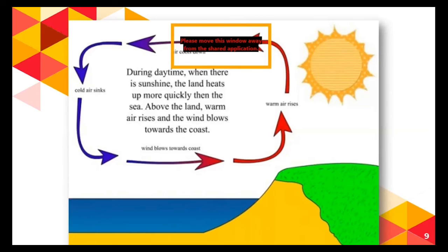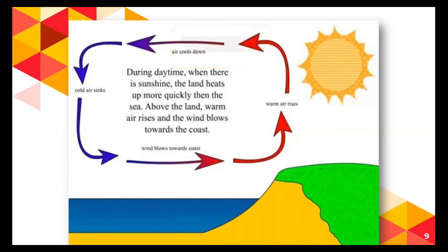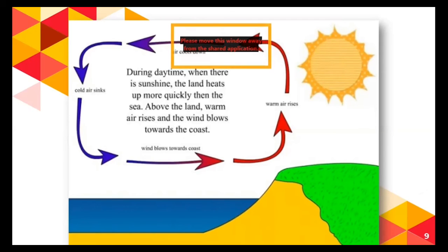Now, during daytime, where the sun shines, the land heats up more quickly than the sea, and then above the land, warm air rises and the wind blows towards the coast. This is the way wind acts and makes this circular motion known as a convection current. This diagram represents how wind or air acts during daytime.